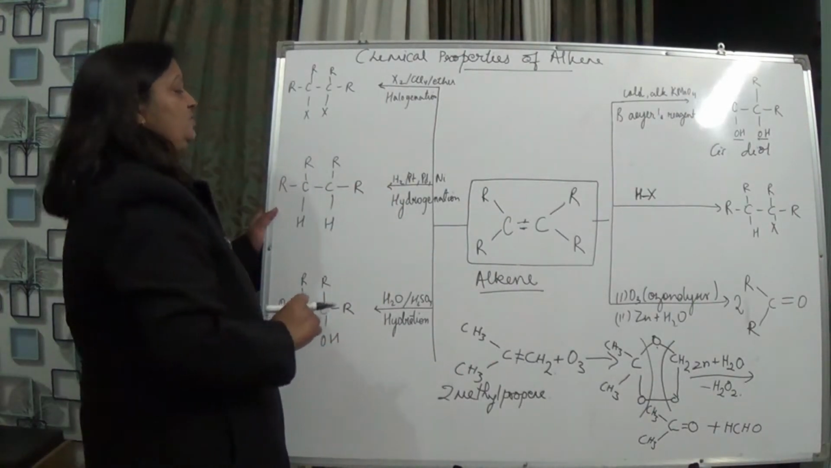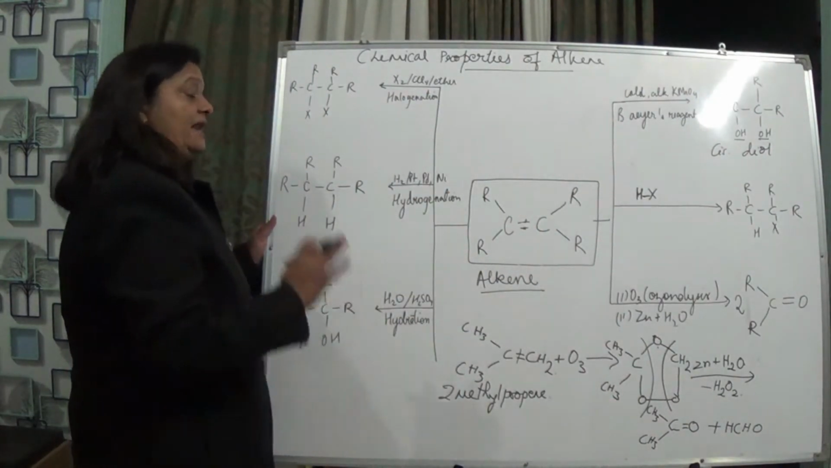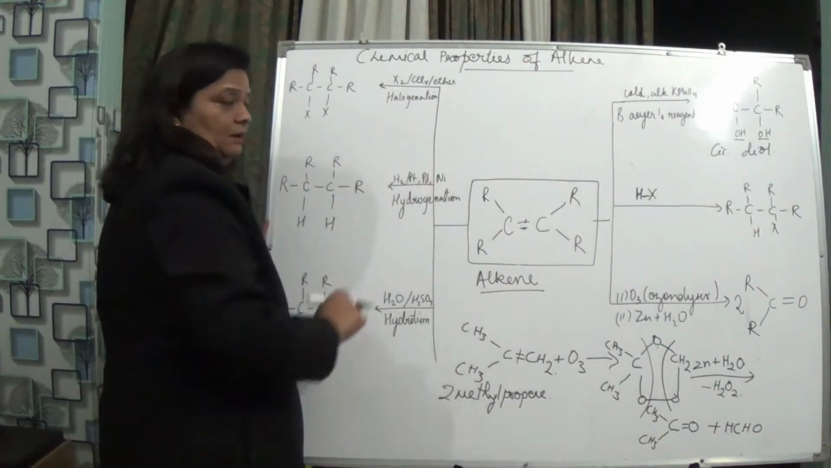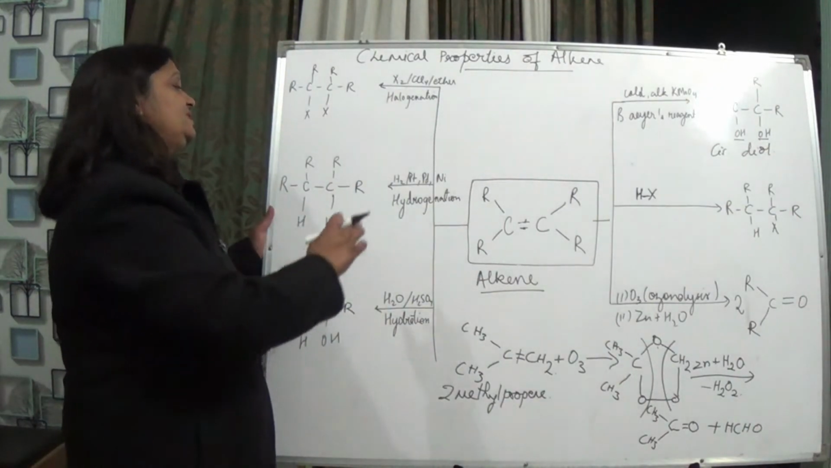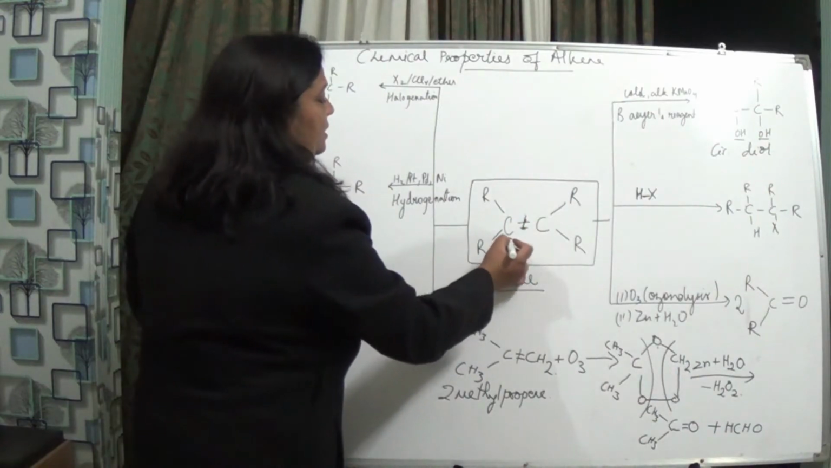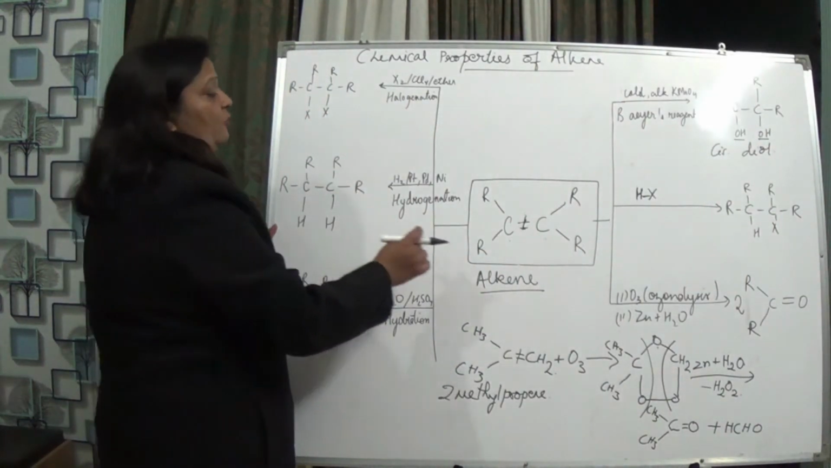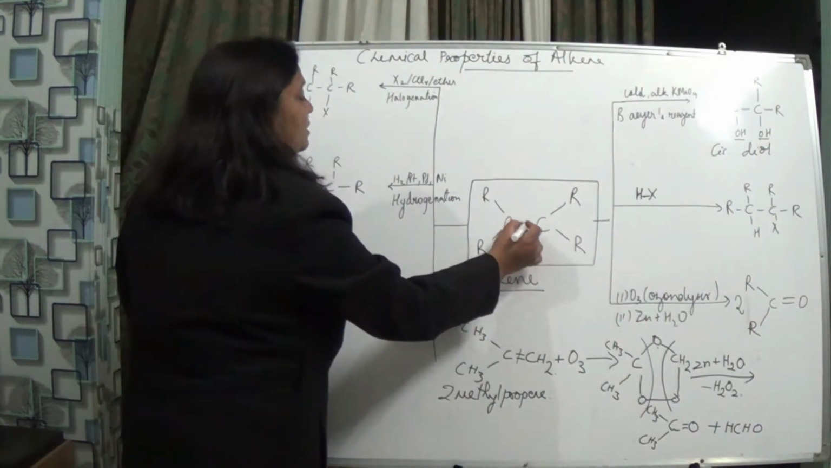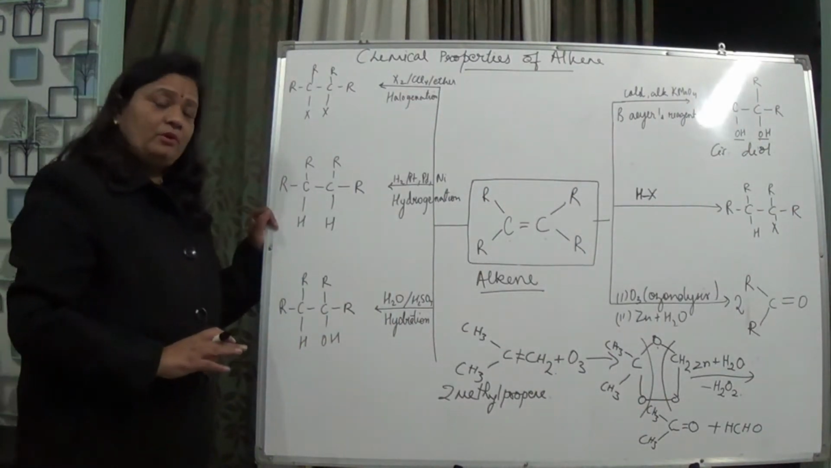Now, the hydrogenation reaction. What happens in the hydrogenation reaction? To an alkene we add hydrogen, and here we use platinum, palladium or nickel as catalyst. The double bond breaks and hydrogen gets attached to these 2 carbon atoms, thereby forming a saturated hydrocarbon having only sigma bonds.